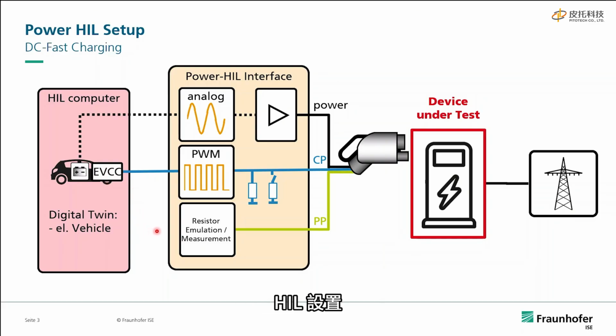For the real PowerHIL setup, we need to make a connection between the HIL computer and the device under test. We call this the PowerHIL interface, which I will describe in the following. The first part is a power amplifier, which is controlled by the HIL computer and emulates the battery. But we also need communication between charger and electric vehicle, which is mainly done via the CP contact.